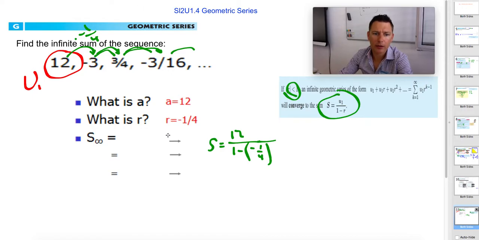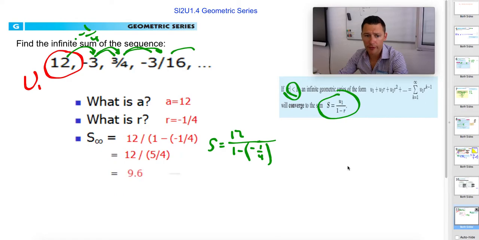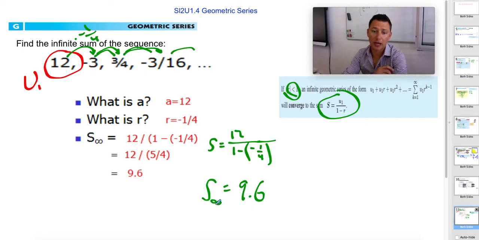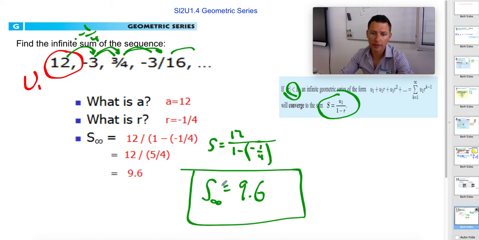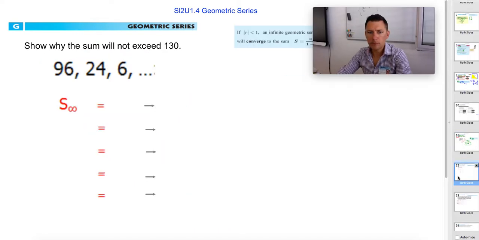And if you clean that up, you should end up with 12 over 5/4, and you clean that up and you end up with something like 9.6, right? And that's if you add all these terms infinitely. You don't just stop when you get bored, but you go forever. It'll never reach that point. Great, fine. If you'd like to try that again, check this out.